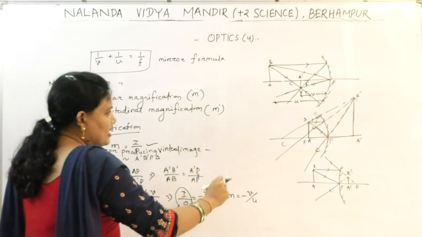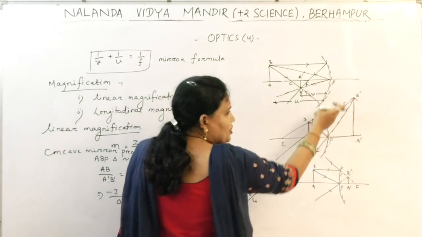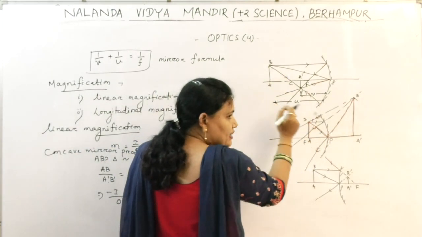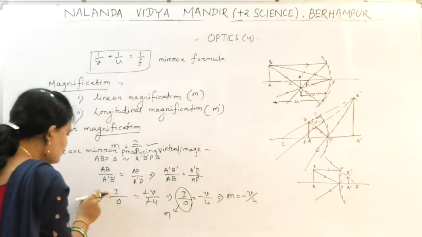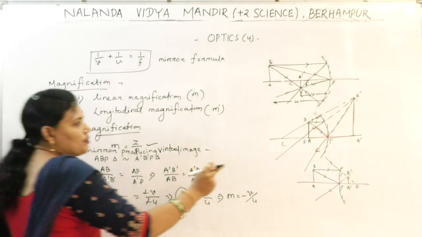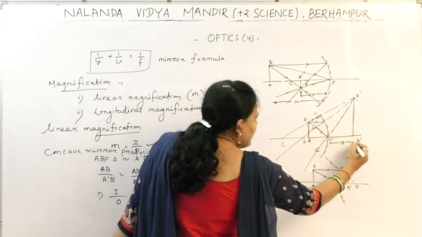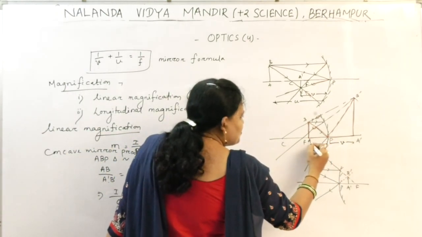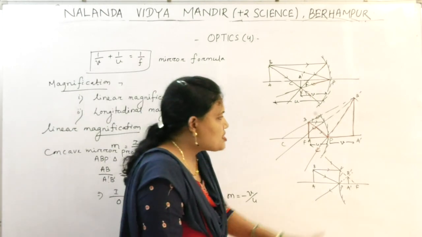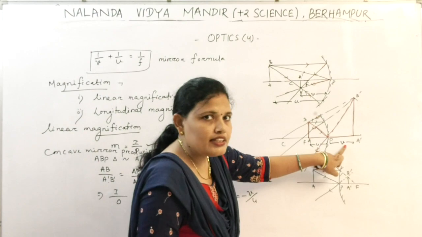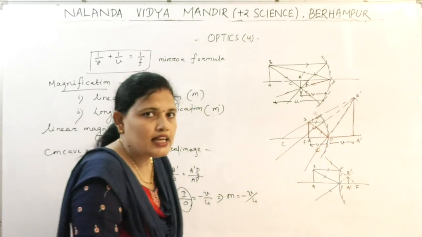Now let us use the sign convention. Both are above the principal axis, so both I and O are taken positive. I by O is equal to this one is V and this one is U. I hope all of you are clear now that according to sign convention, V can be taken as positive and U can be taken as negative.